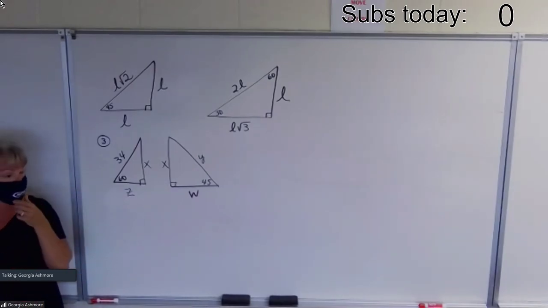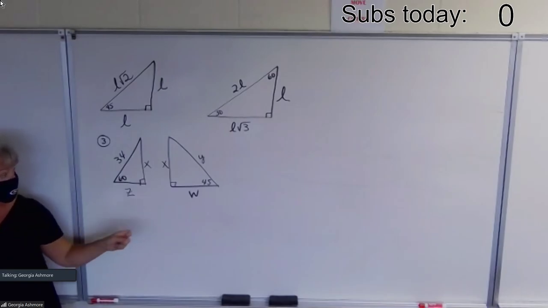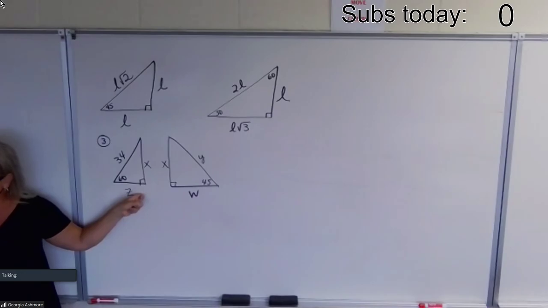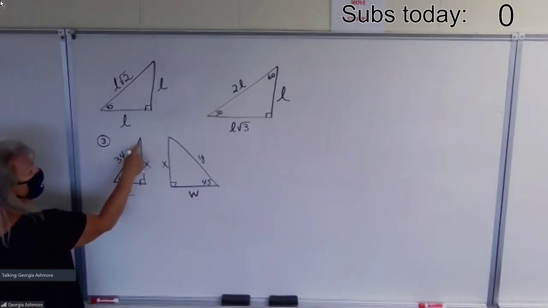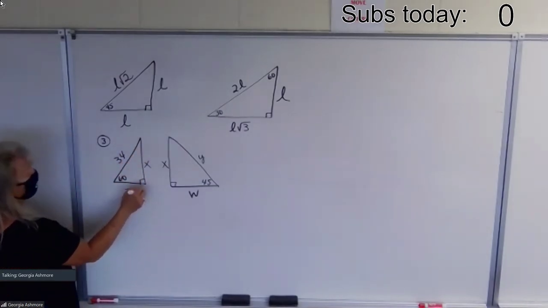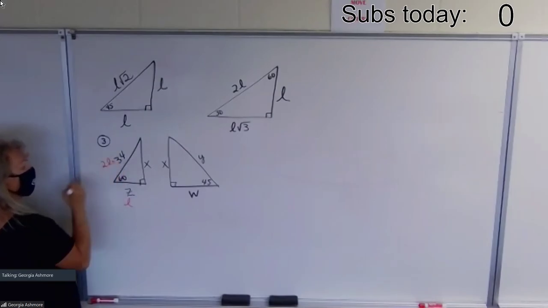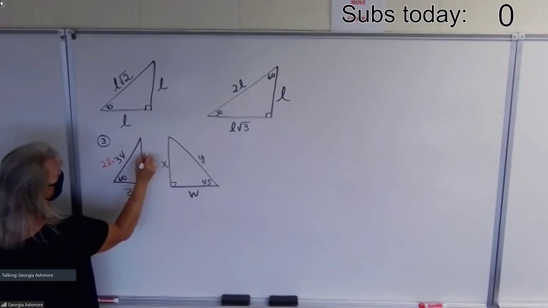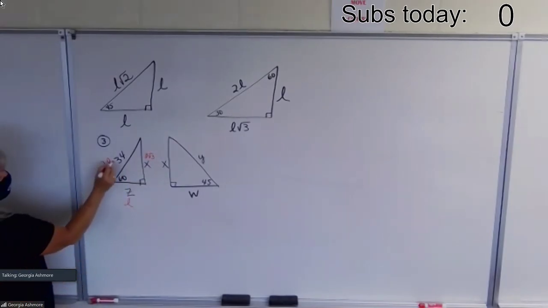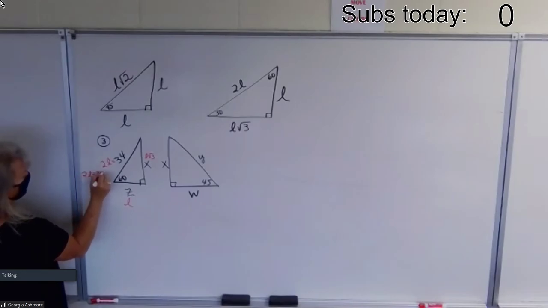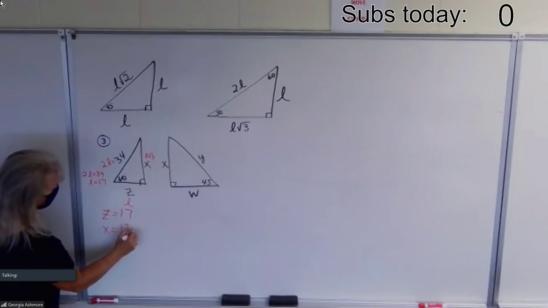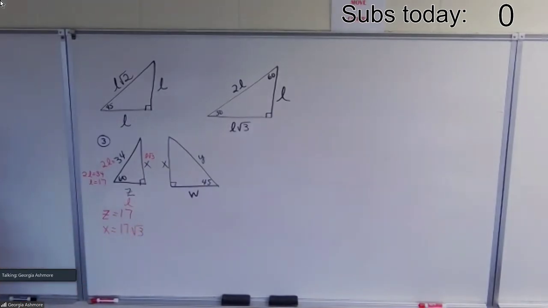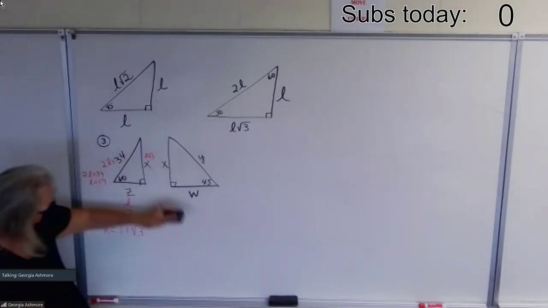We're going to start with the triangle where the most information is given to us. Aren't we given more information on the first triangle? Okay, that's the 30-60-90. Up here on that 30-60-90, across from the 30 is your L. Across from the 90 is your 2L. And across from the 60 is your L square root of 3. So if this is 2L, what will L be? 17. So that's what your Z is. All right, so what would my X be? 17 square root of 3. Perfect.